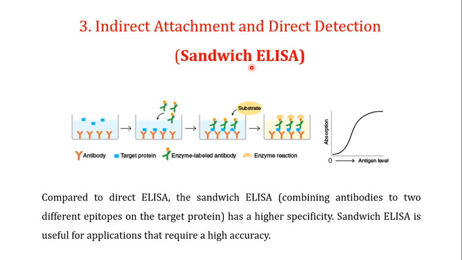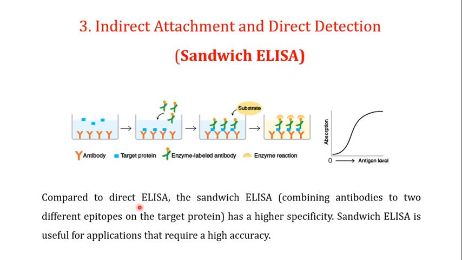Now, why we call it the sandwich over here: as you can see, your target protein has been sandwiched between this attachment antibody and the detection antibody. Therefore, we usually call this the sandwich ELISA, because your target protein or your antigen has been sandwiched between the two types of antibodies. When the enzyme is attached over here, you will be adding the substrate, and that is going to give you the color product. We will come to that in a while. So this one, the indirect attachment and the direct detection, you can call the sandwich ELISA.